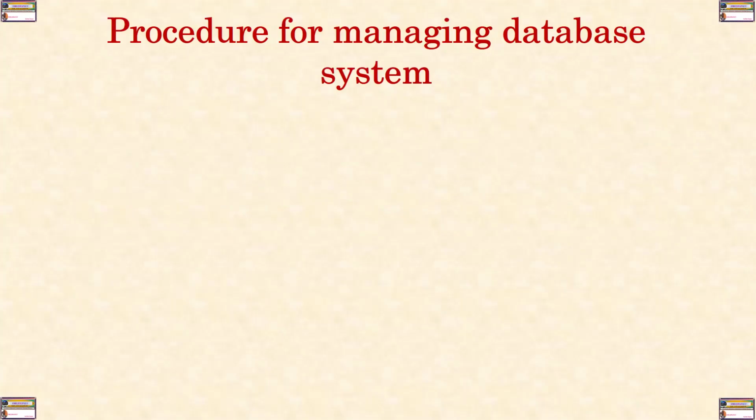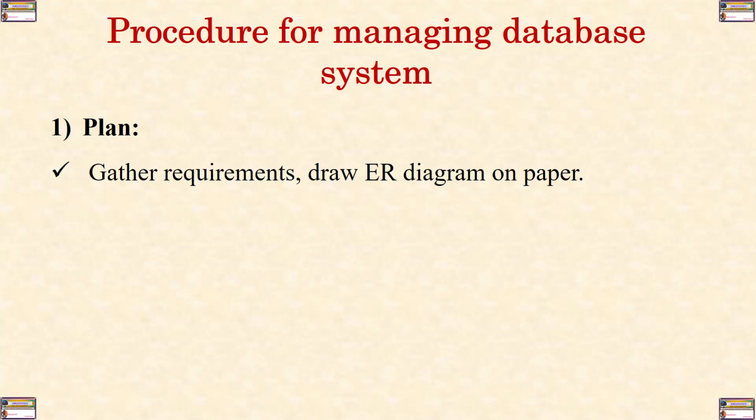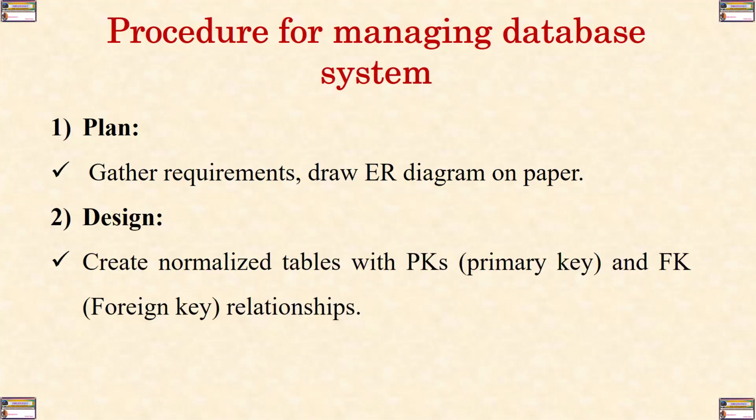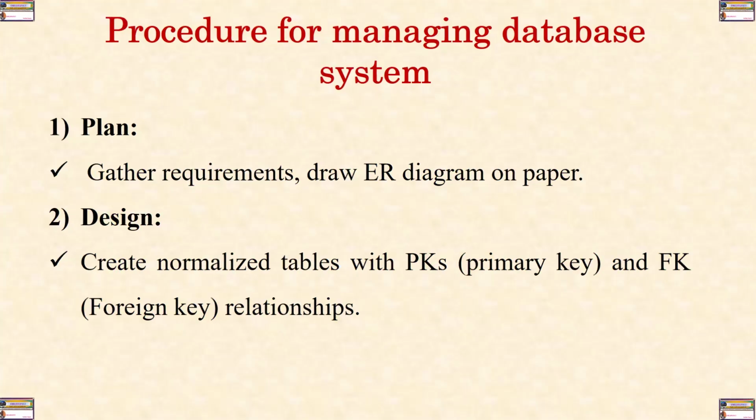Let's lastly look at the procedure for managing a database system. So number one, you need to plan. Before you create a database, you need first of all to do the planning. Here, you need to gather the user requirements and draw an ERD on paper. Once you have done that, you do the design. And in the design, you create normalized tables with the primary key and foreign key relationships.